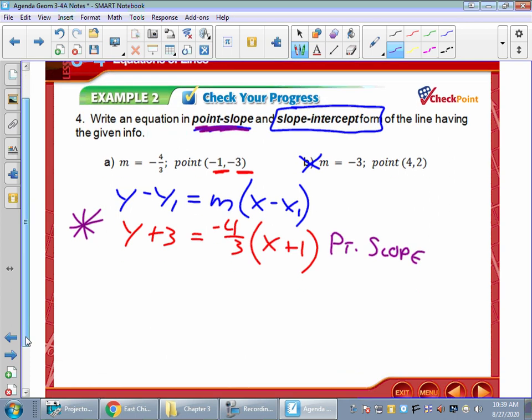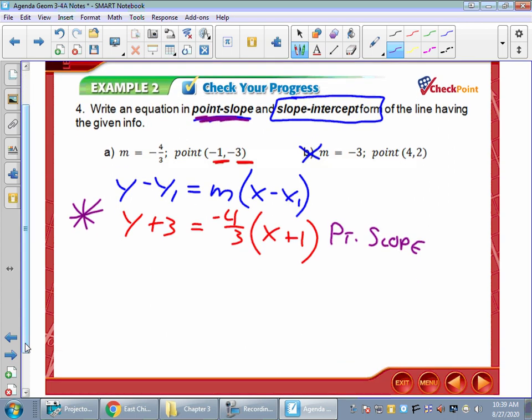Now I just have to move it into slope-intercept form by distributing here and then doing the algebra and bringing that 3 over. So let's go ahead and do that. First thing I'm going to do is distribute: negative 4/3 times x is negative 4/3 x, and negative 4/3 times 1 is negative 4/3. And then I just bring down this y plus 3 over here.